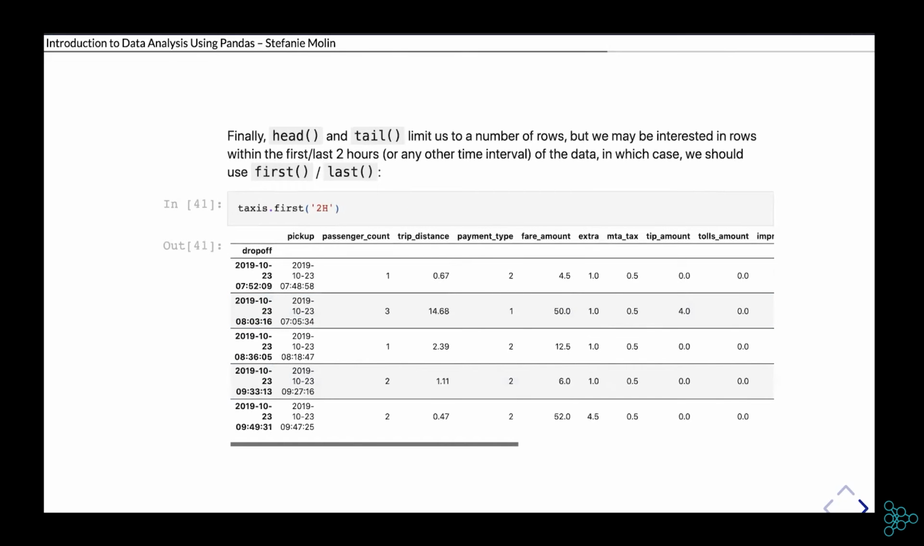Another neat thing about working with this kind of time data is that instead of being restricted to head and tail, we have access to the first and last methods. And that will allow us to grab any number of rows that matches that criteria. So in this case, we're grabbing the first 2 hours of drop-offs. If you notice, the first one is at 7:52, and 9:49 is the last. So it's 2 hours of drop-offs that are in the data.